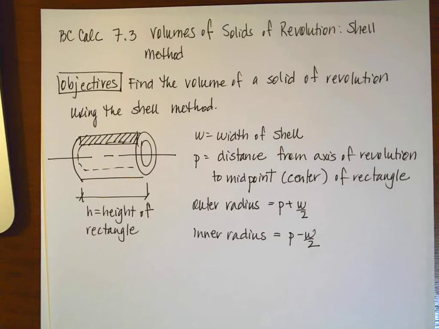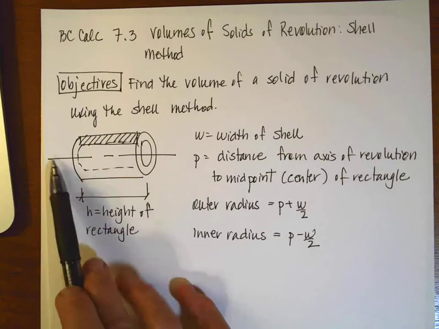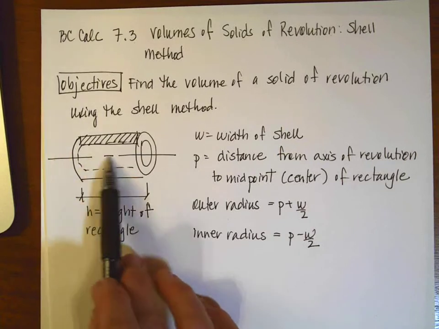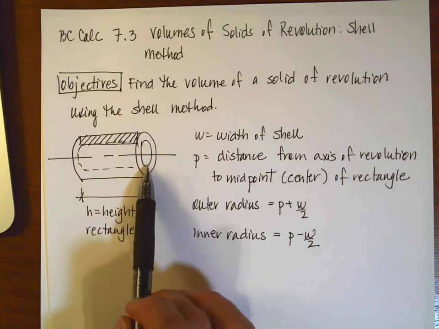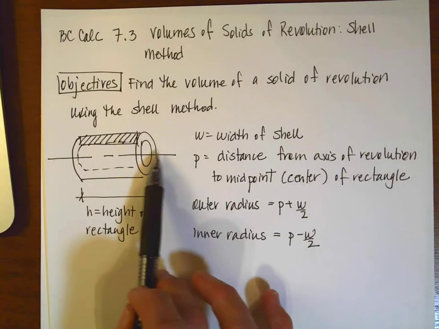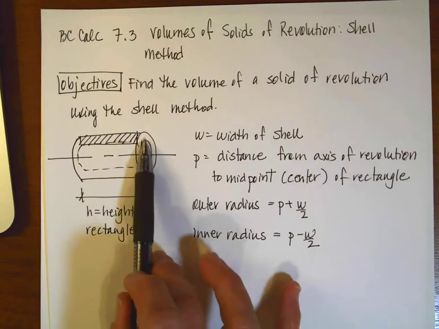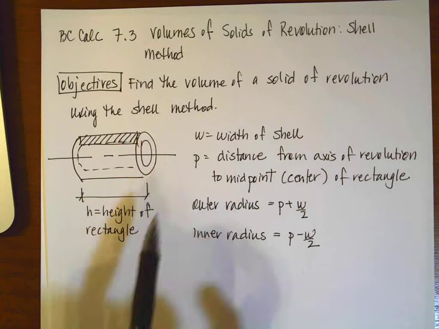image than we've had previously. Notice that here's my axis of revolution, and I have a shell, so it's kind of like our donut problem, except the hole runs all the way through, and I'm revolving this.